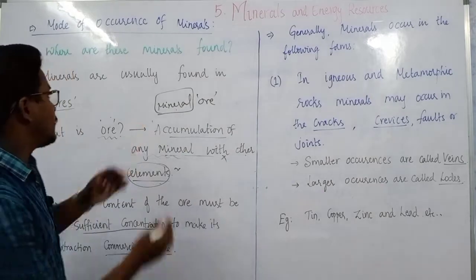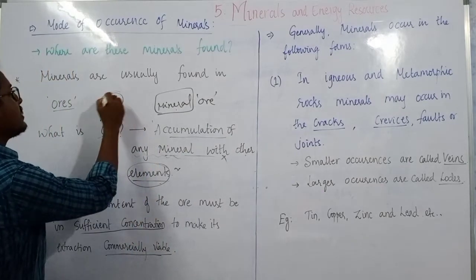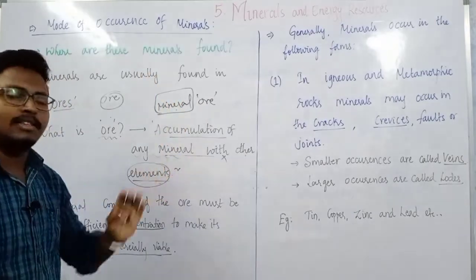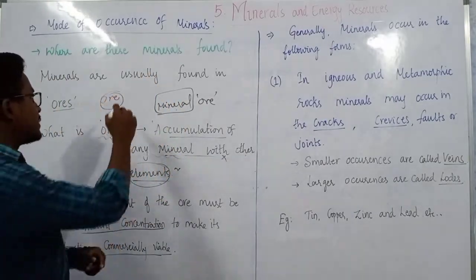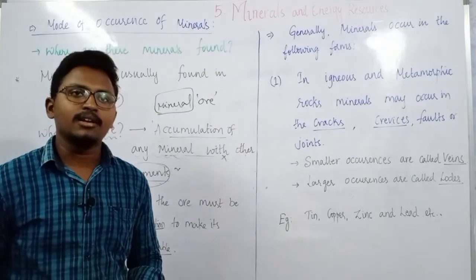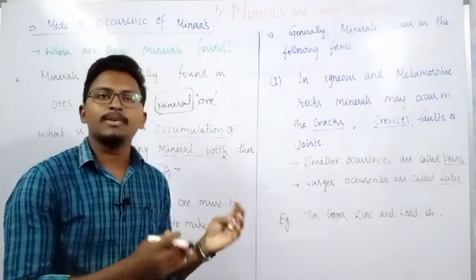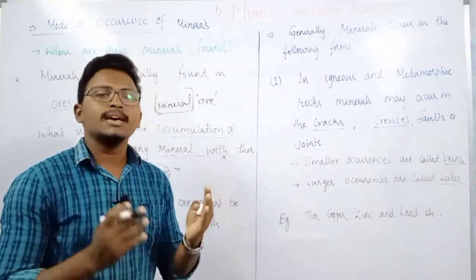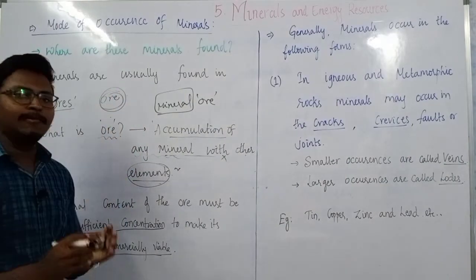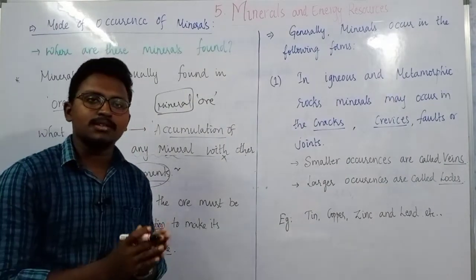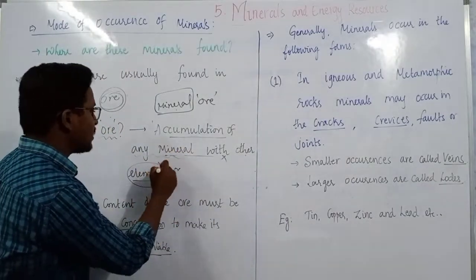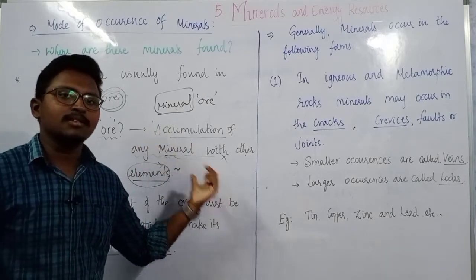That means, suppose any kind of ore is there. Here in this ore, the mineral content should be very high compared to the other elements. Suppose the mineral content in the ore is very low or not sufficient, even if we extract it, it may not be useful commercially. That means we may not be able to gain profits. Therefore, whatever the ore may be, it should have a sufficient concentration of minerals along with other elements, and by removing these other elements, we can extract the mineral.